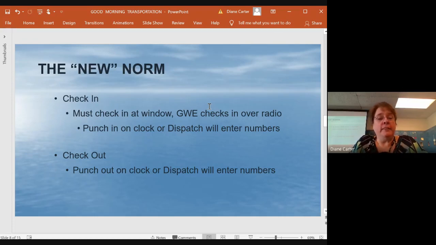Longest summer break ever. Checkout will be the same thing. You can punch out in the clock or the dispatchers will punch you out, either one. Greenwood, that's the same as always. You're going to radio in, either way, for punching in and punching out.